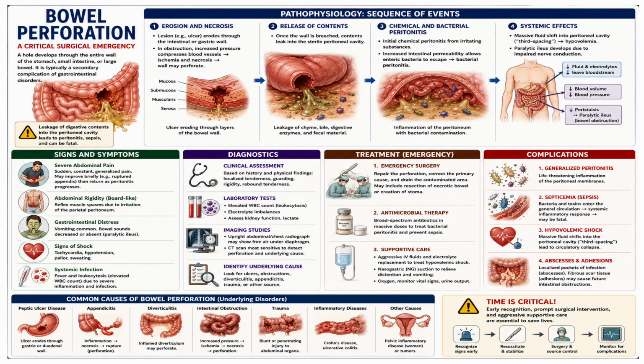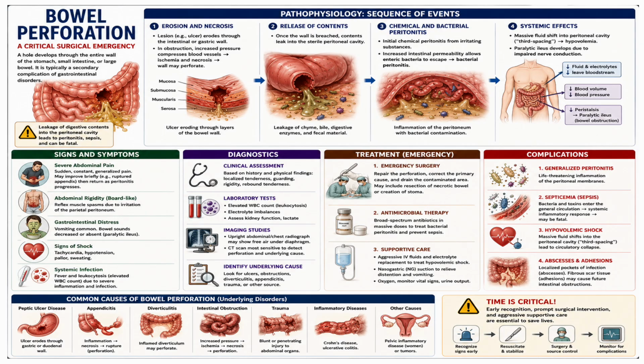Now, this allows digestive contents, when it's open and perforated, including chyme, bile, and fecal matter, to leak into the sterile peritoneal cavity, initially triggering chemical peritonitis that quickly evolves into bacterial peritonitis as the intestinal wall becomes more permeable to enteric bacteria. Clinical manifestations are typically sudden, severe pain characterized by constant generalized abdominal pain and a classic board-like abdomen and rigidity due to the muscle spasms.